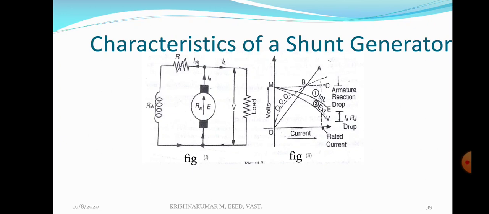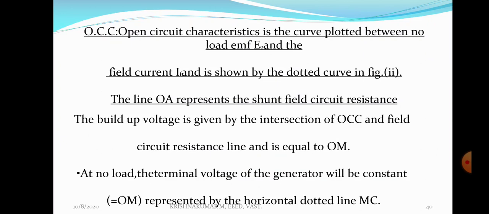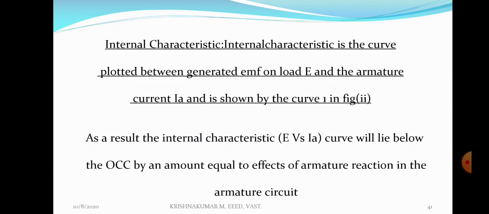IA is on the x-axis, E is on the y-axis, and thus we get the internal characteristic curve, which is nothing but curve number 1. This internal characteristic is just below the OCC. As a result, the internal characteristics curve will lie below the OCC by an amount equal to the effect of armature reaction in the armature circuit.